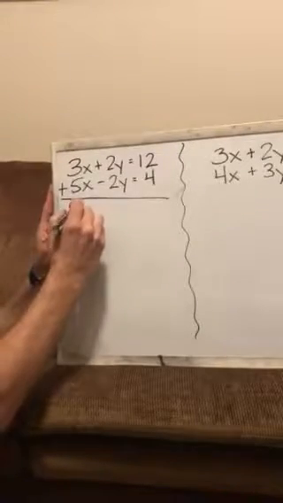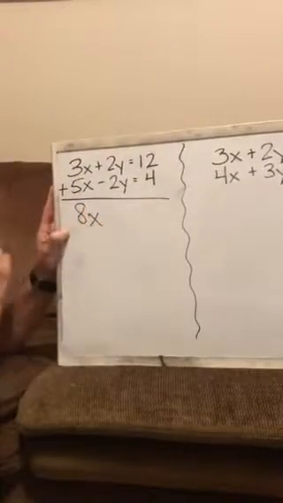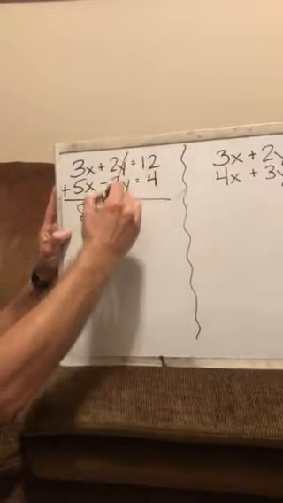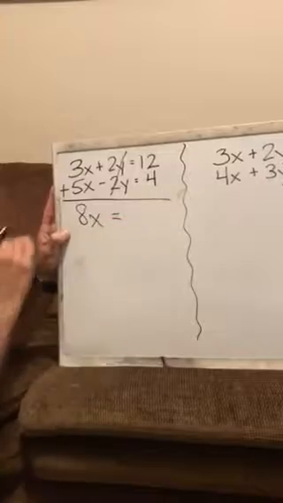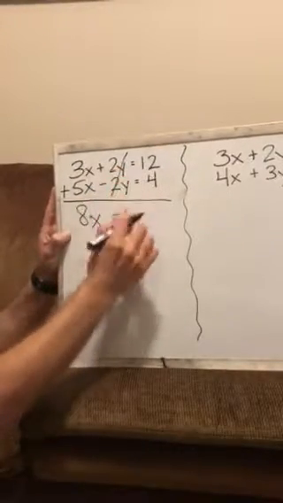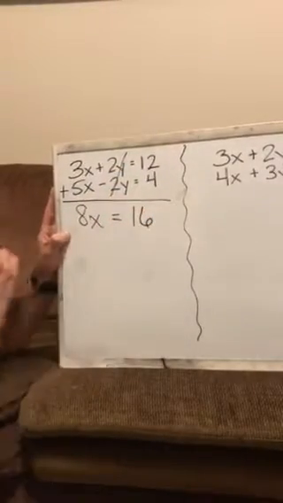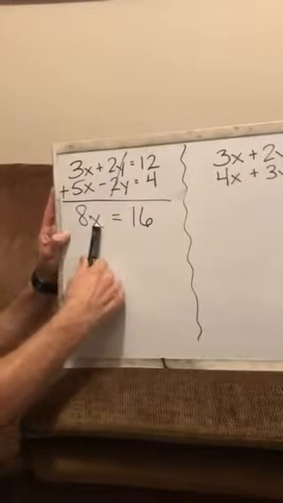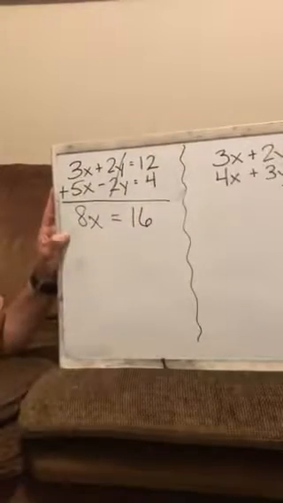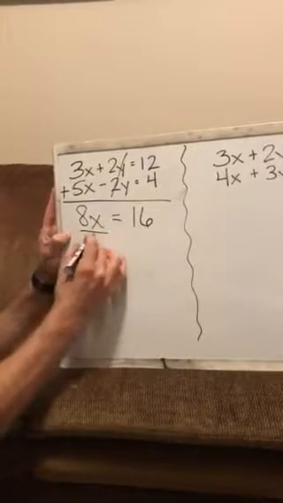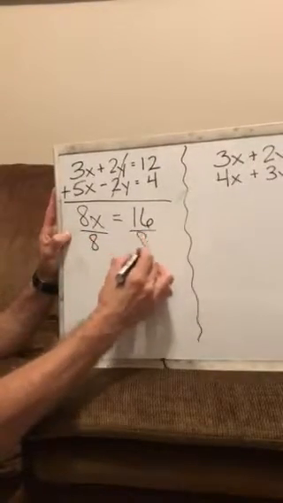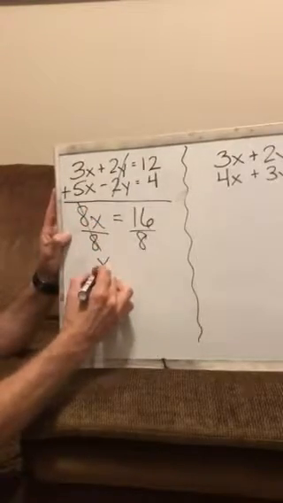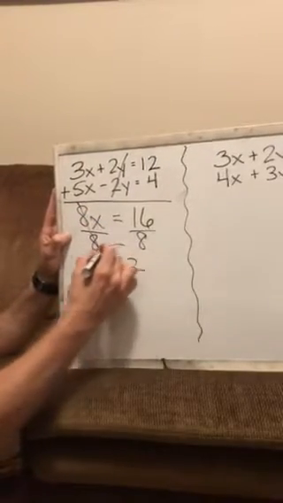3x plus 5x will give you 8x. 2y and a negative 2y cancel each other out. And 12 plus 4 will give you 16. So you think to yourself, 8 times what number gives you 16? If you're not sure what the answer to that is, do the opposite operation. Divide both sides by 8, and 16 divided by 8 is 2.